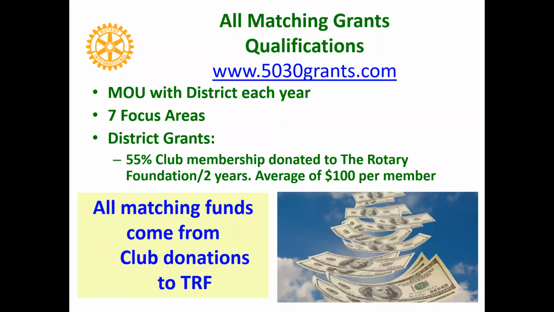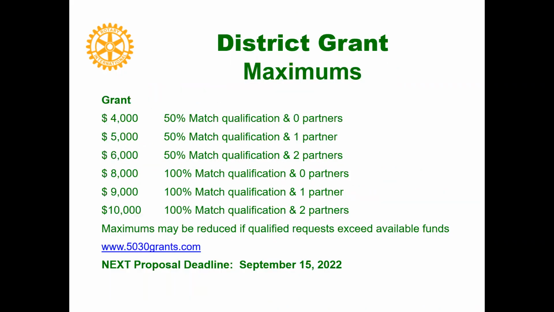Qualifications for all matching grants. One has to do a memorandum of engagement with the district each year. There's 7 focus areas. The district grants basic rules are 55% of the club membership must have donated to the Rotary Foundation, with an average of the last 2 years, and of a per member average of $100. So all the matching funds come from the club donations to the Rotary Foundation. Next slide, please.